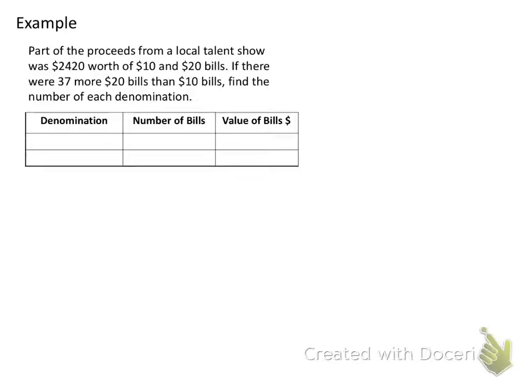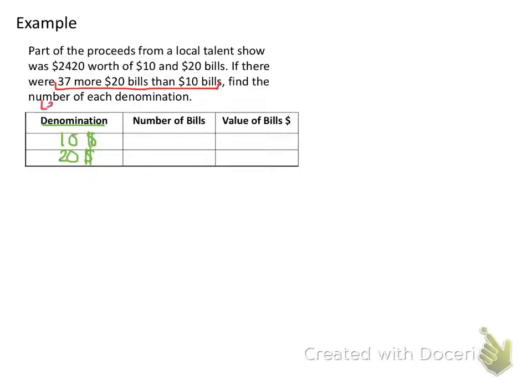This one here is a money problem. It says part of the proceeds from a local talent show was $2,420 worth of $10 and $20 bills. If there were 37 more $20 bills than $10 bills, find the number of each denomination. So we've got the denomination, which is the type of bill. So we've got $10 bills and we've got $20 bills. Then they tell us information about how many bills we have. And we know that there are 37 more $20 bills than $10 bills.